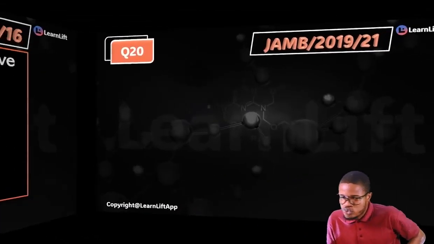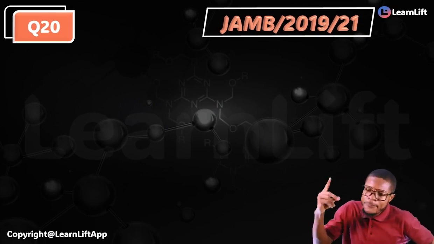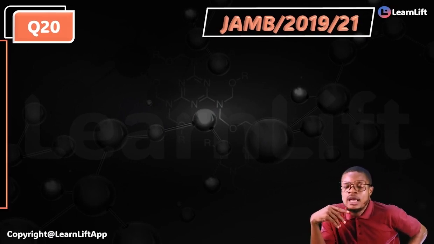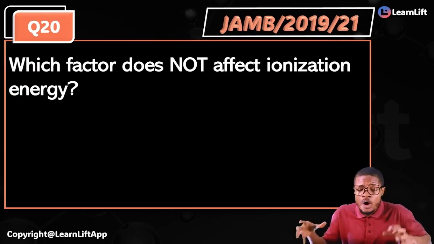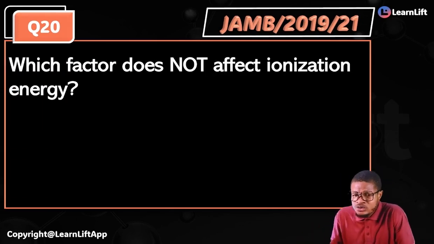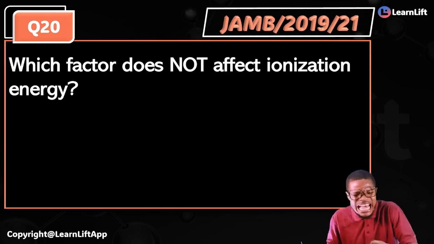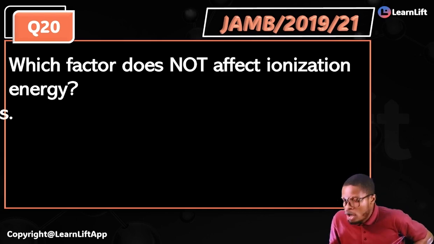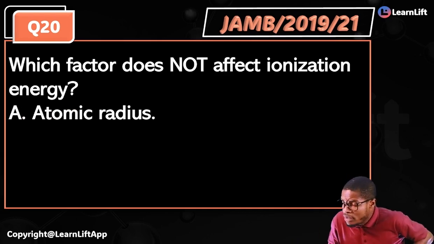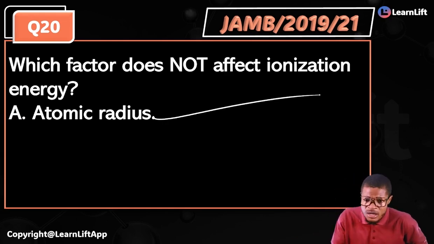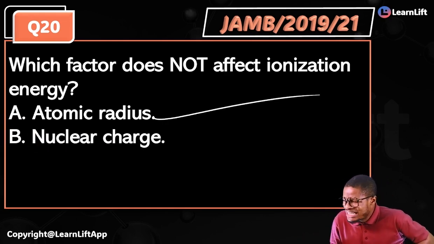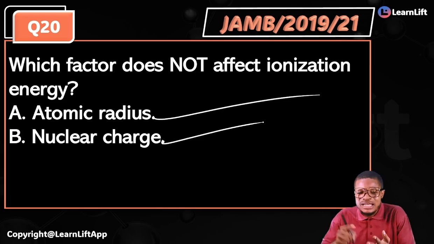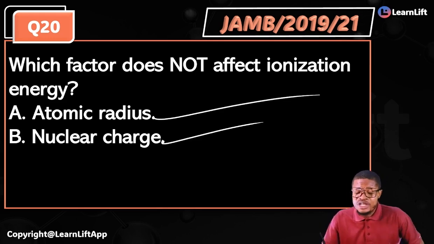Answer me this question 20, which is the last question here. JAMB 2019 question 21. They brought this sweet question that says, which factor does not affect ionization energy? Which one will not affect it? Option A says atomic radius. Atomic radius affects ionization energy very well. Option B says nuclear charge. Nuclear charge will very, very well affect ionization energy.